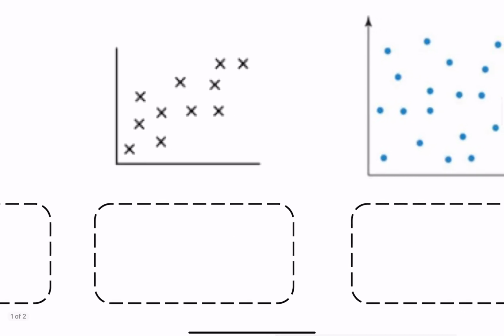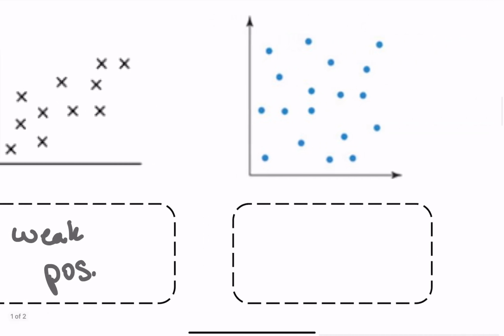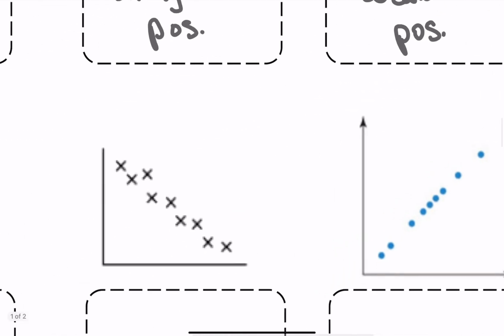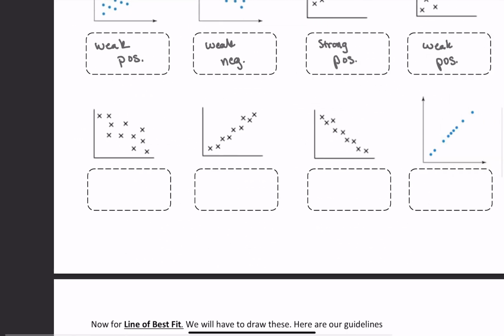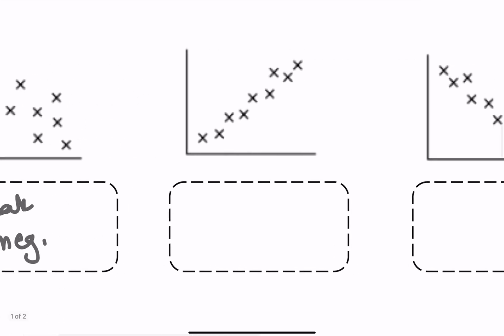This one, again, my dots are more spread out, but I can kind of see that they're going upwards, so this is going to be a weak positive correlation. This one they're really spread out and there's not really a direction they're going, so this is going to be no correlation. All right, where are we at? This is the last row here. The dots are really spread out in this next one, but it's going kind of downward. We can see that, so it's going to be a weak negative correlation.